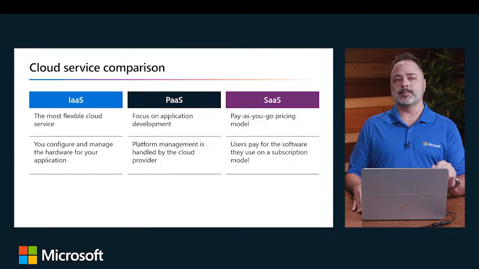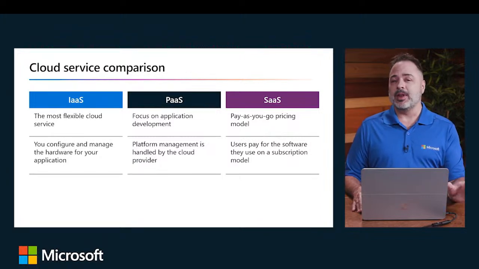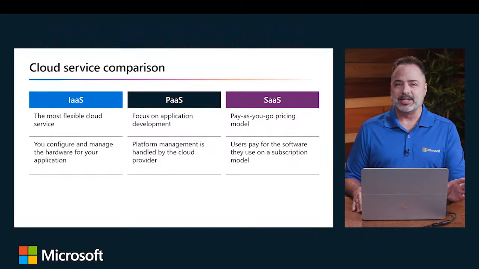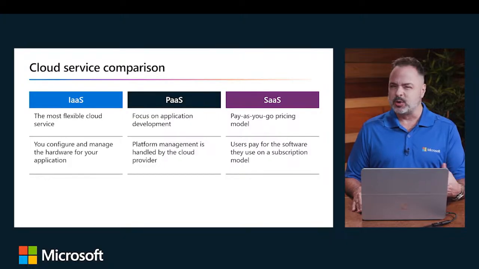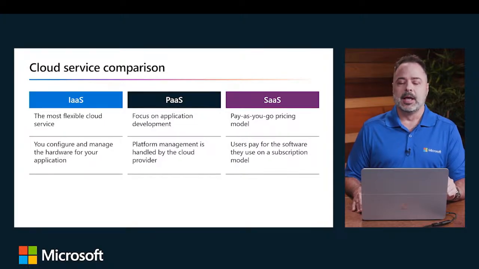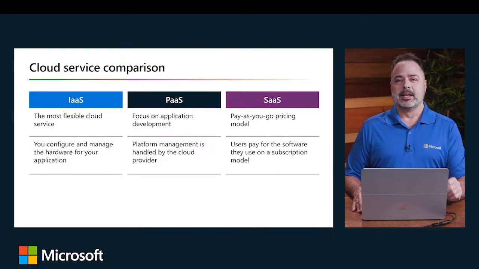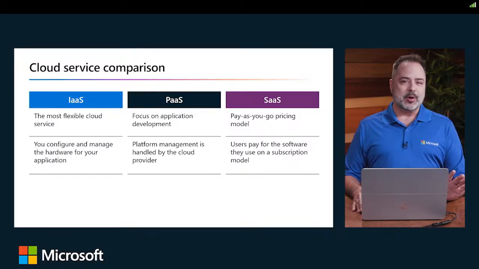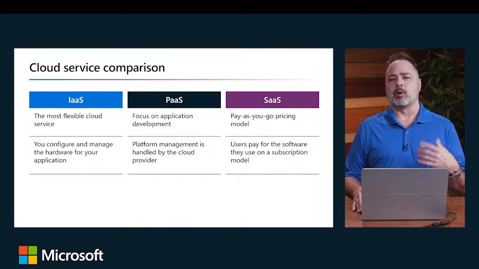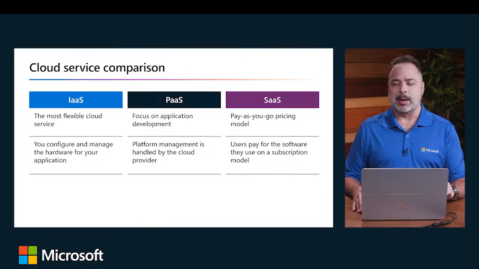So to recap, IaaS is the most flexible cloud service. With IaaS, you configure and manage the infrastructure for your application. This means you have control over the virtual machines, storage, and networks, allowing you to tailor the infrastructure to meet your needs. PaaS, on the other hand, allows you to focus on application development. The platform management is handled by the cloud provider, so you don't have to worry about the underlying infrastructure. This enables you to concentrate on writing code and delivering high-quality applications efficiently.